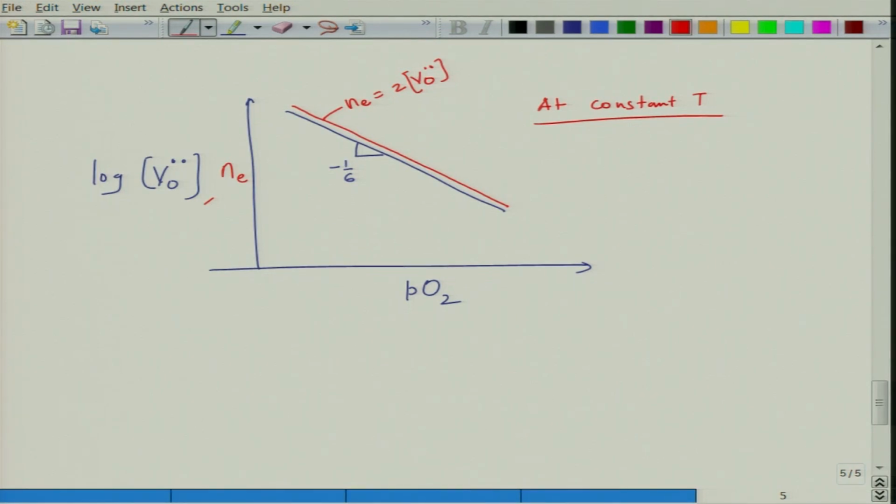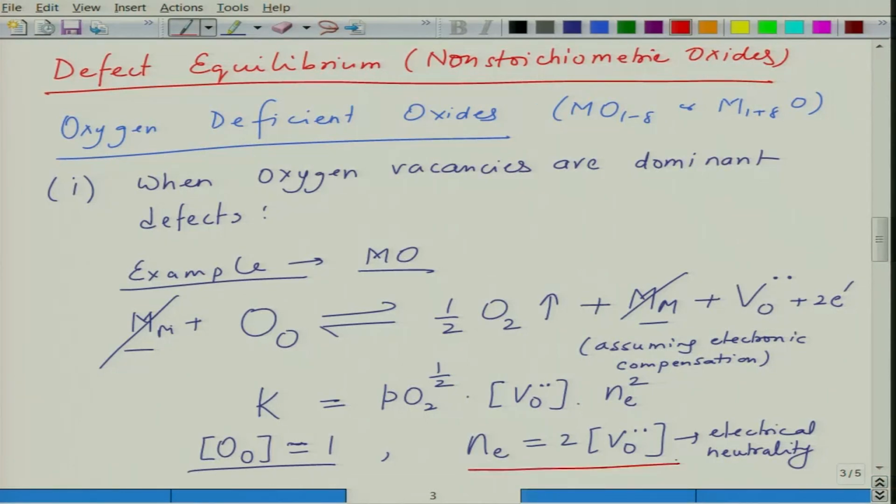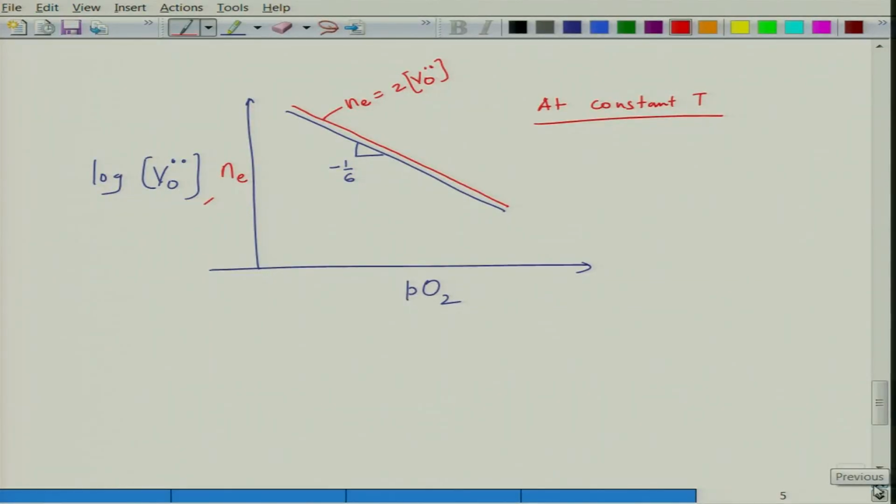Why should Ne be constant? Ne is twice of VO. So, for every vacancy you create, you are creating 2 electrons. So, as you increase the vacancy concentration, the electron concentration will also increase or decrease depending upon the condition. So, this is the condition when you have oxygen vacancies present. Now, let us see what will happen when metal interstitials are dominant.